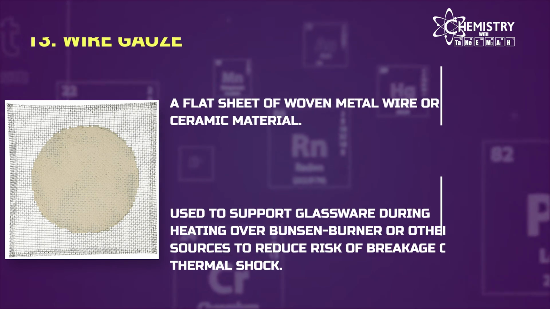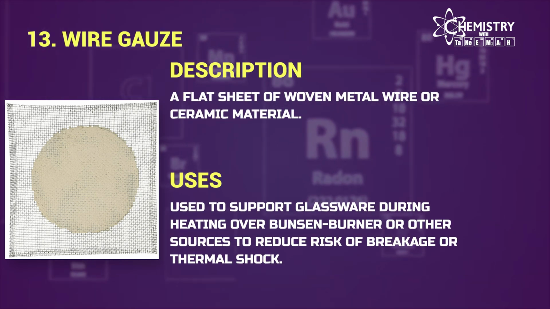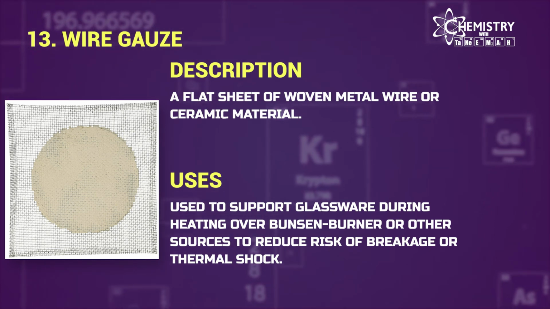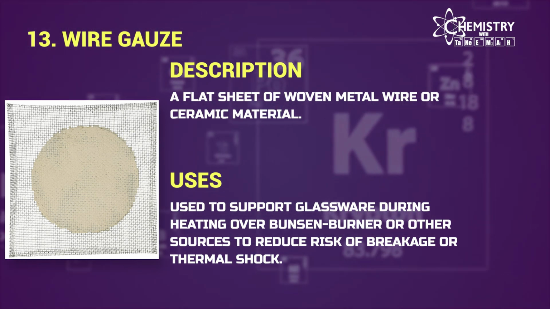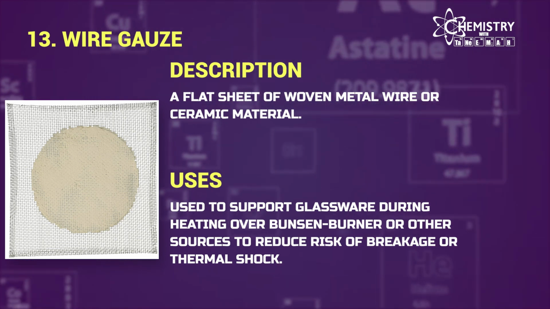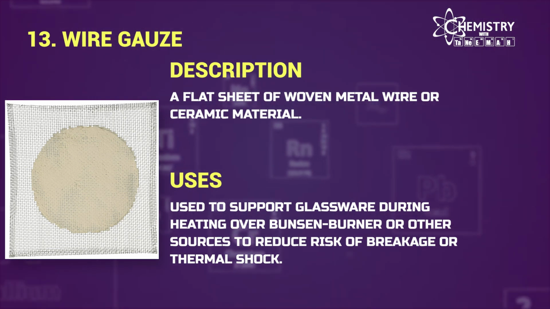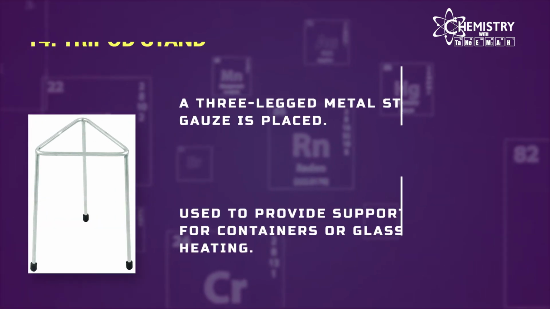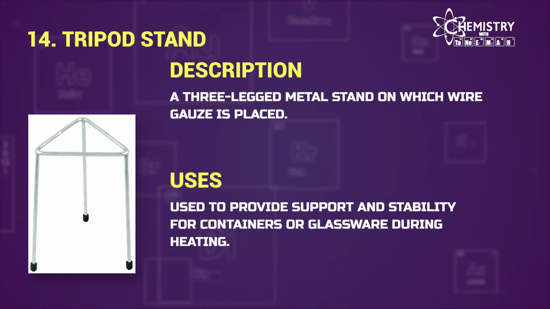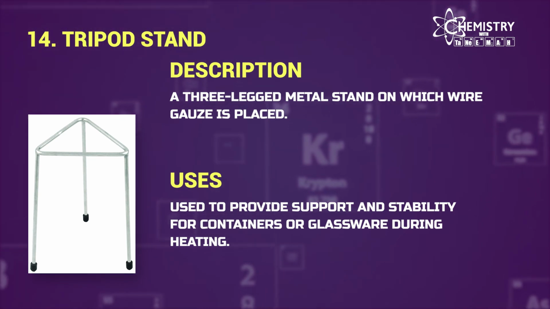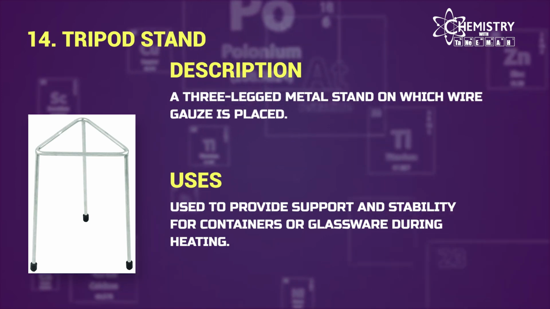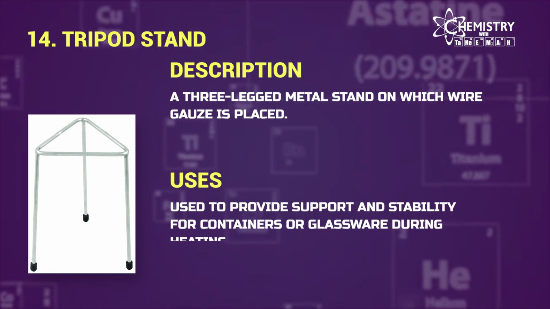Number thirteen, wire gauze. Wire gauze is a flat sheet of woven metal wire or ceramic material. It is used to support glasswares during heating over a Bunsen burner or other source. It reduces the risk of breakage or thermal shock. Number fourteen, tripod stand. Tripod stand is a metal stand with three legs on which a wire gauze is placed. It is used to provide support and stability for containers or glasswares during heating.